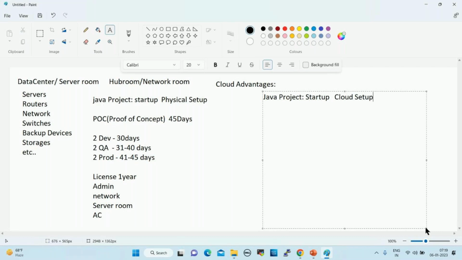Okay. In cloud server setup, the same POC, proof of concept, has a 45 days timeline, right? So here in cloud setup, what will happen? Whenever we require any servers, they will be available immediately within 1 minute. But physical servers are not like that, right?